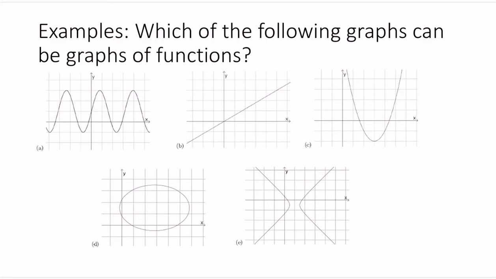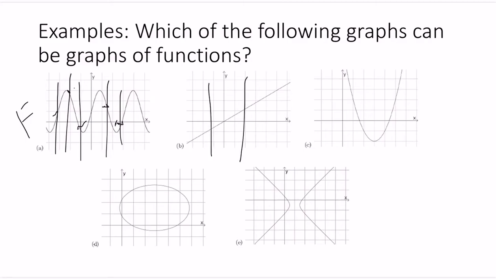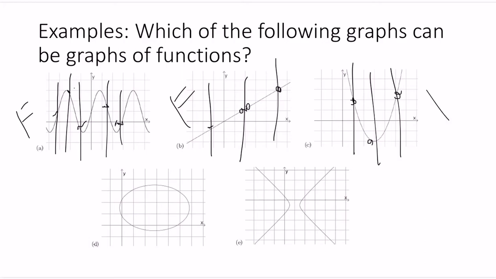Now examine letter A. Notice that anywhere I put a vertical line, it hits the graph at most once. So letter A is a graph of a function. How about letter B? We have this point only once, so this is also a graph of a function. This one, also once, so this is also a graph of a function.